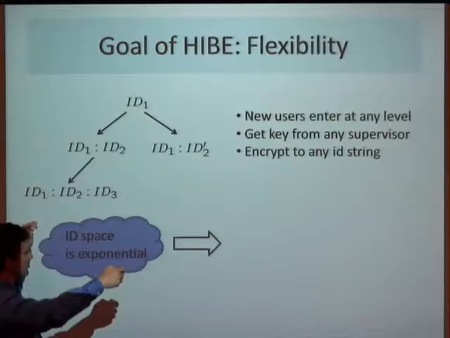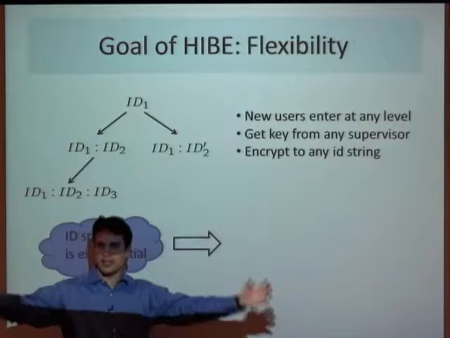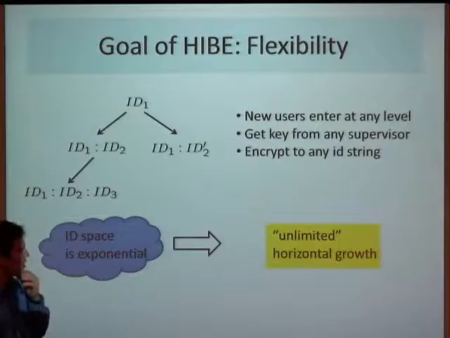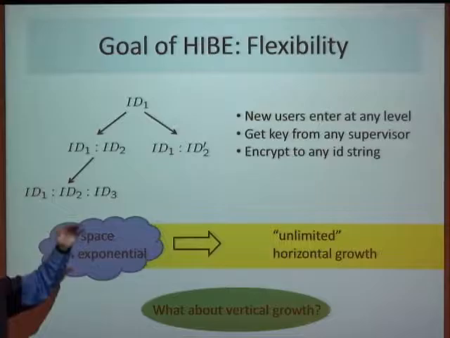And what I mean by this is that at each level, the string can be of any length. Just using collision-resistant hash functions, we can make the string of any length. But one question I'm going to ask here is, using an encryption system, what about vertical growth? Like, how many levels do I want to be able to go down?